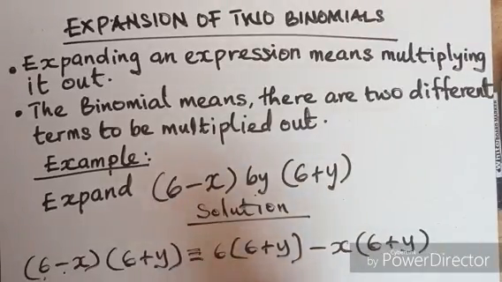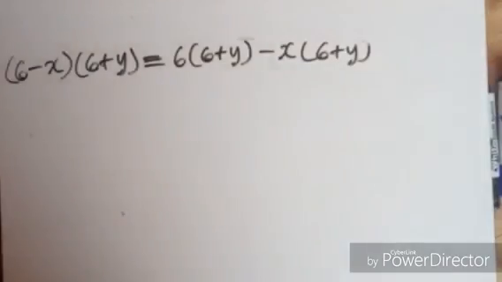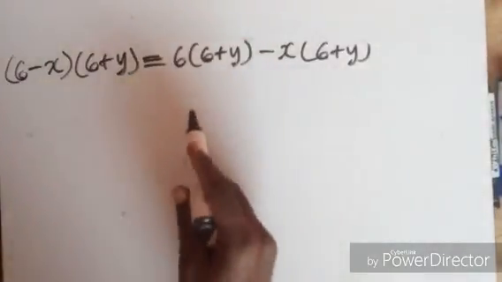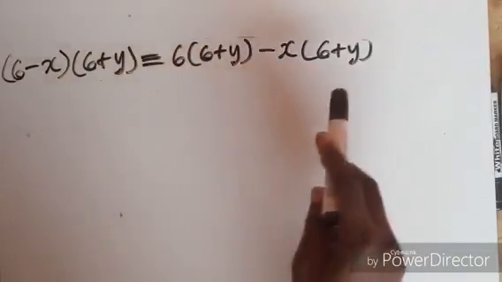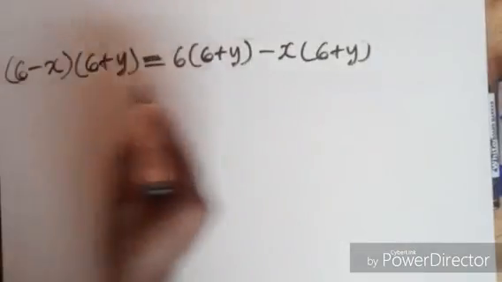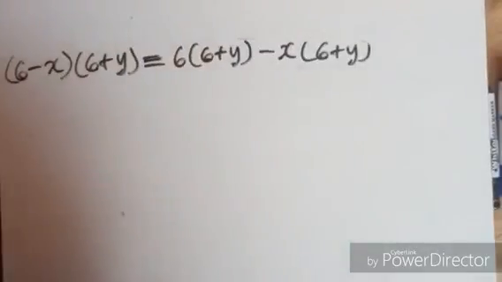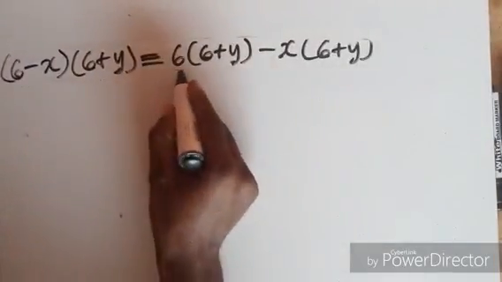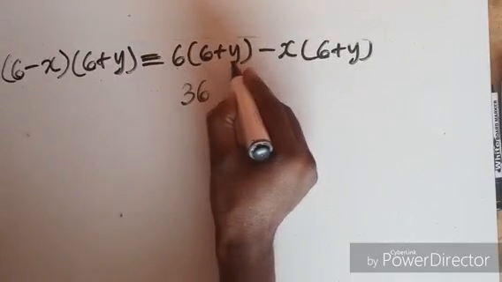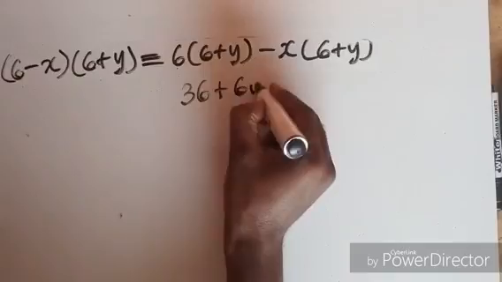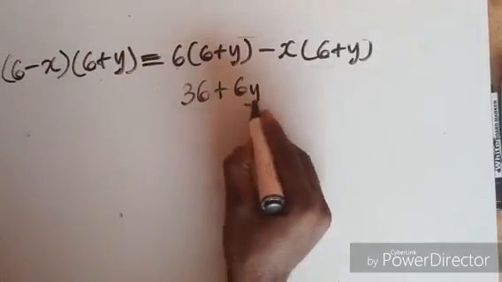Okay, I will now look at the expansion of this. So we have this as 6 plus y in the open bracket. Now the external aspect is what has been shared out, so it's going to multiply out completely. So 6 times 6 will give me 36. Then 6 times y is going to give me plus 6y.